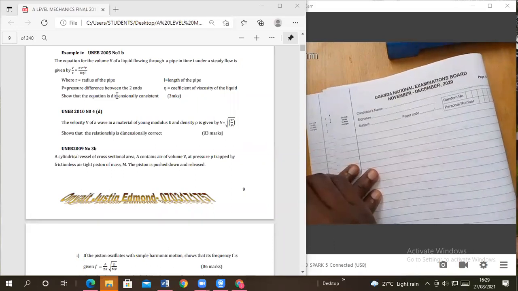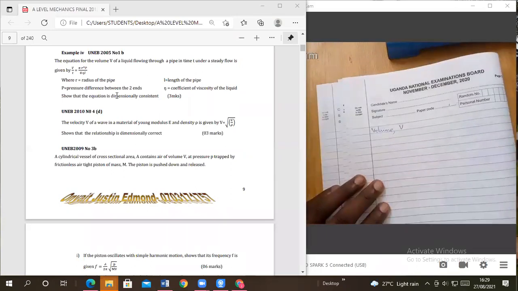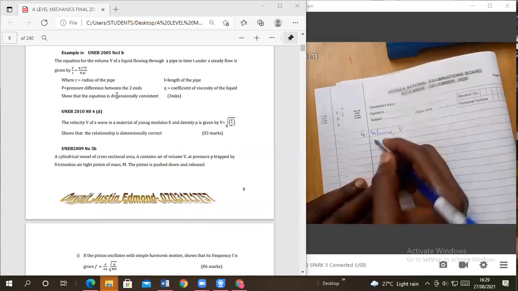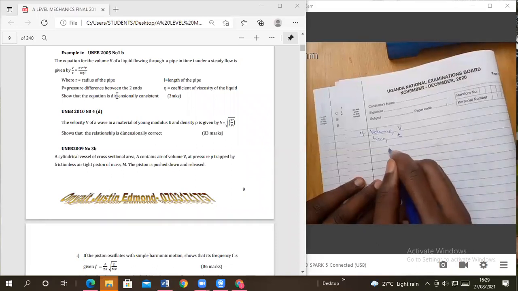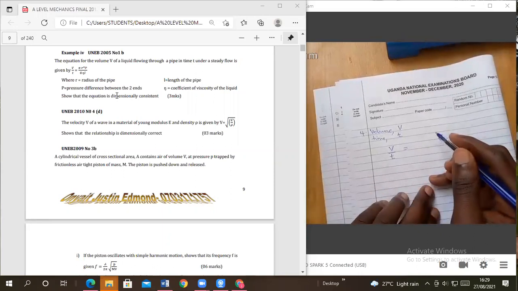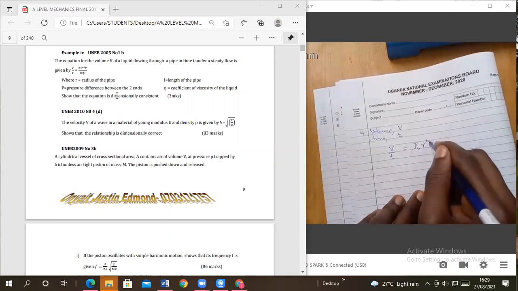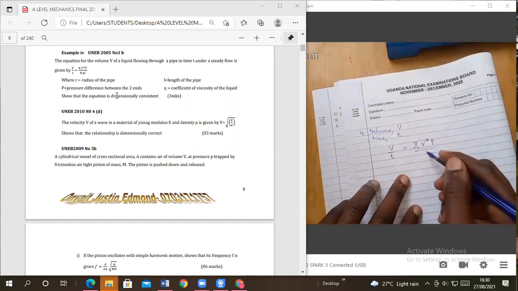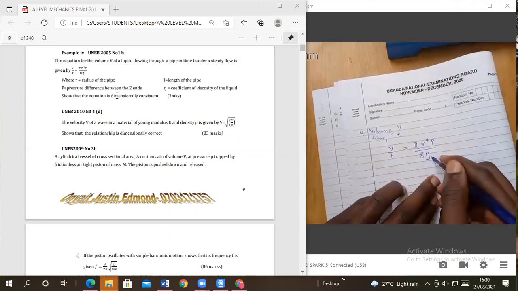Okay. The equation for the volume V of a liquid flowing through a pipe in time T and a steady flow is given by V over T equals to pi R to power 4, P over 8 L.